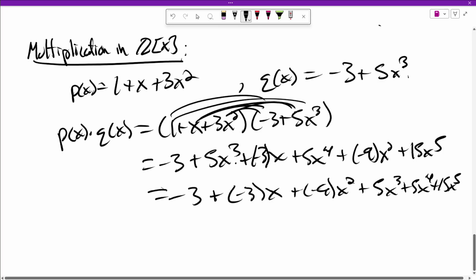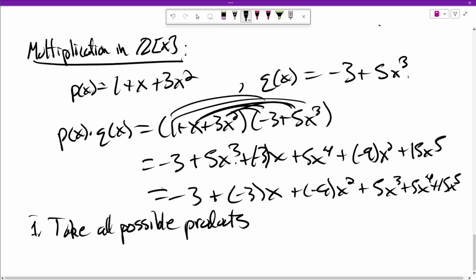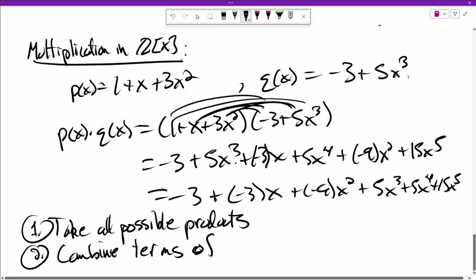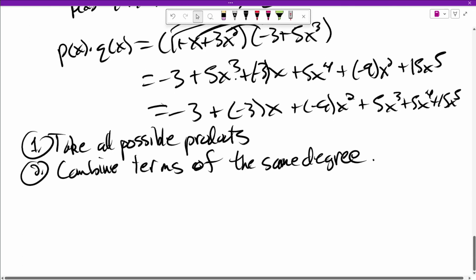But in particular, what we would do here is we have to take all the possible products, right? That's what we did, take all possible products, and then combine terms of the same degree. Now it turns out I accidentally picked a situation where there aren't going to be any terms of the same degree. That's okay, but that's what you would do. So when we write down the definition of multiplication, it's going to have to take all possible products, and it's also going to have to simultaneously have a way of combining terms of the same degree within the definition. So the definition is inherently going to be complicated.